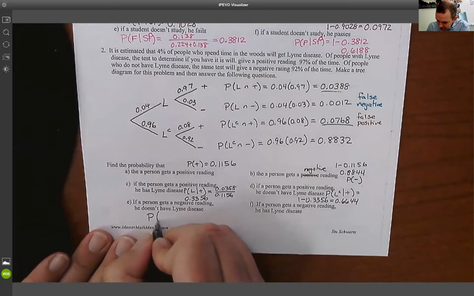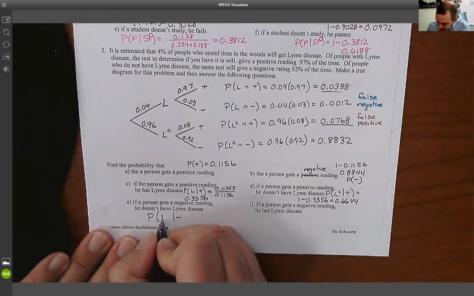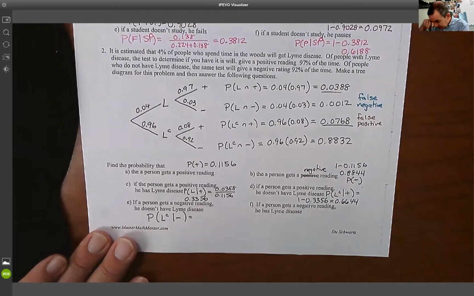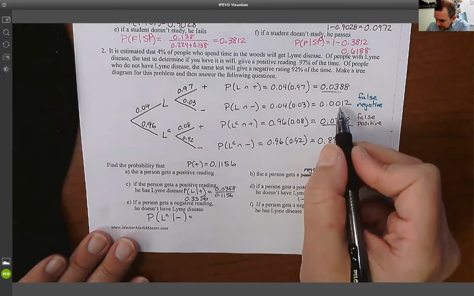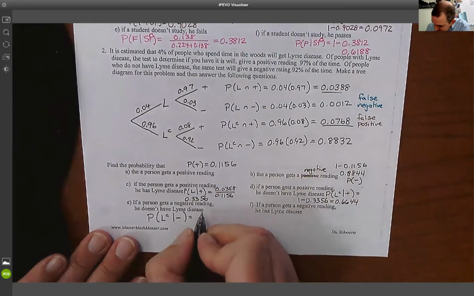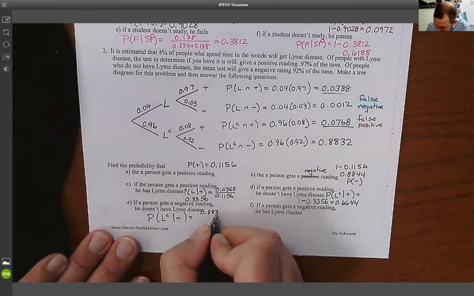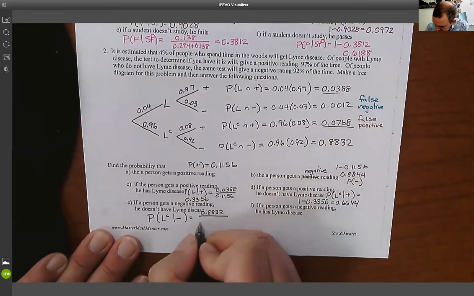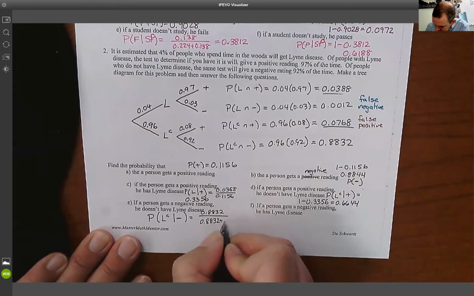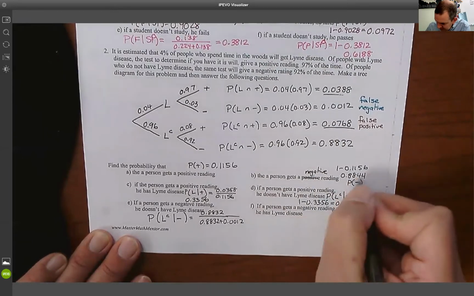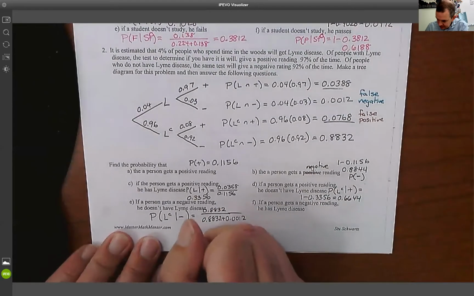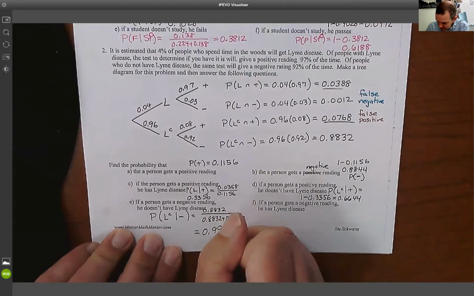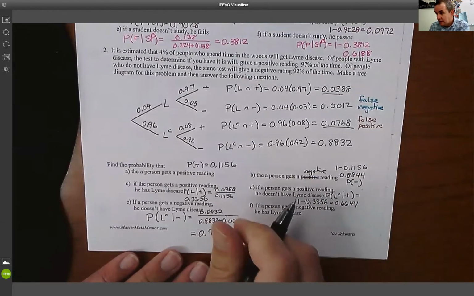This one says the probability that someone doesn't have Lyme disease given a negative reading. In this case, we look at what proportion of the total are actually negative tests. So it would be 0.8832 over the sum of these two, 0.8832 plus 0.0012, which is that number up there. So we're going to do 0.8832 divided by 0.8844. And this says that there's about a 99.86% chance that a negative test is in fact correct.